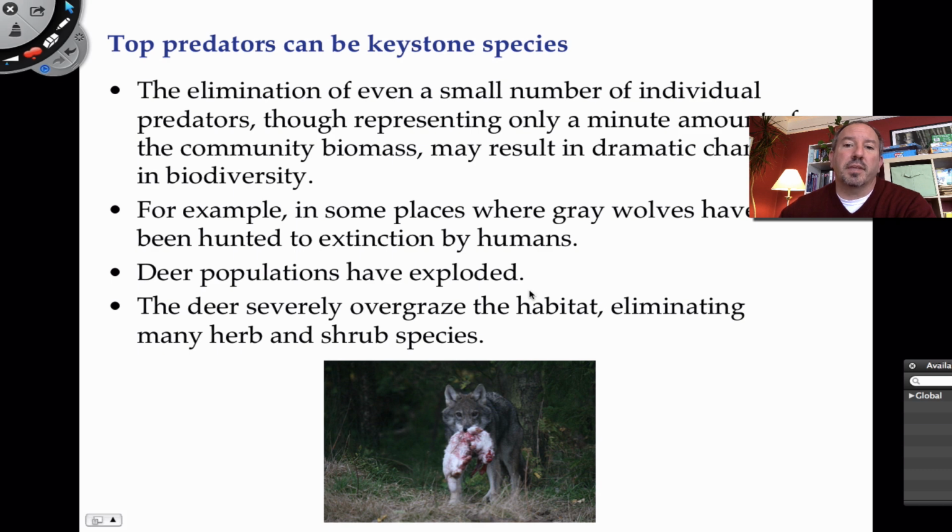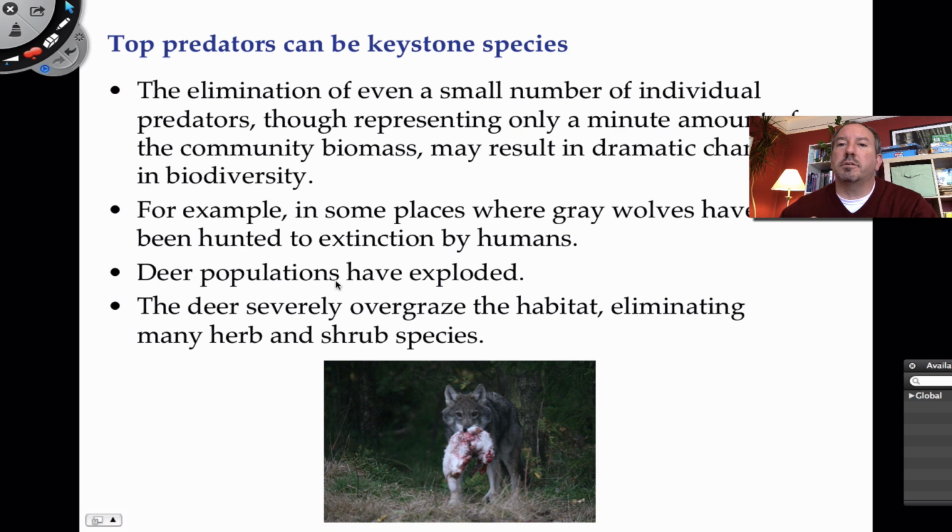And so again, in some places, I'll just go with the gray wolf. The gray wolf has been hunted by people to a point where it's not only endangered, but it's extinct in certain regions. Again, humans and wolves don't get along very well. And so as a result, and we've looked at this, when there's no more wolves in an area, the deer, which is the direct prey of the wolf, just explodes in numbers because there's no regulatory mechanism there.